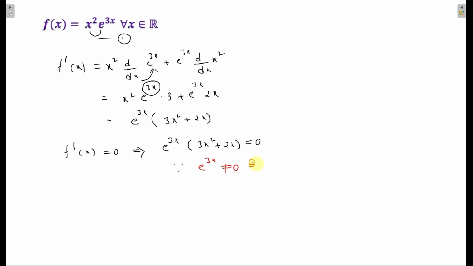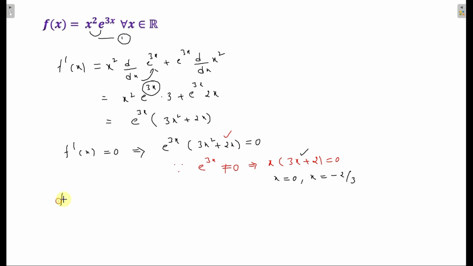From this, in these two terms I can take x common. If I take x common I get x(3x + 2). So from this step I got x = 0, and if I equate 3x + 2 = 0, I get x = -2/3. So the first step is completed.